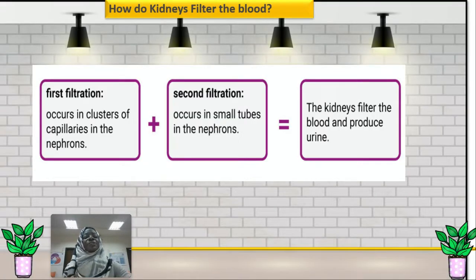The kidney filters blood in a two-step filtration system. In the first filtration, the cluster of capillaries allow all of the fluids to leave, and then the second filtration occurs in small tubes or tubules in the nephrons. This allows the kidney to filter the blood and make urine.